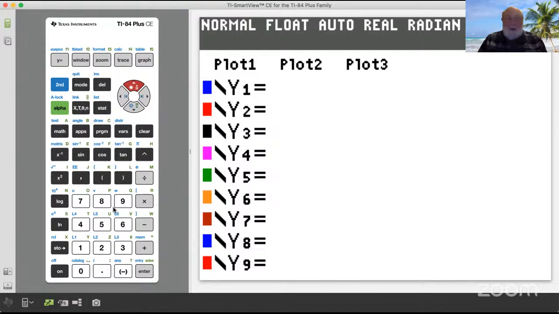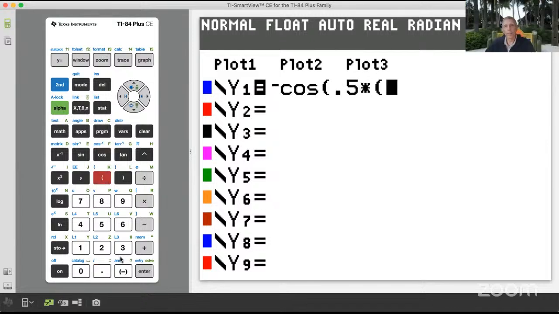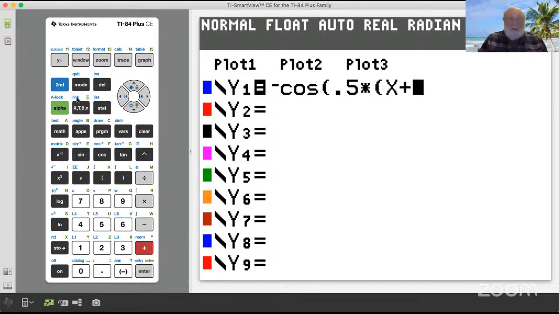So what I'm going to do is show you the right way to do it, and I'll show you what happens if you try to take a shortcut. So let's see, we had a negative, so let me get the negative sign there. And the definition of cotangent of an angle is the cosine of that angle divided by the sine of that angle. So let me do a cosine of that expression. Now I'll use 0.5 for 1/2, times the quantity x plus pi over 2. Bear with me as I type that in. Okay, I think I got it.